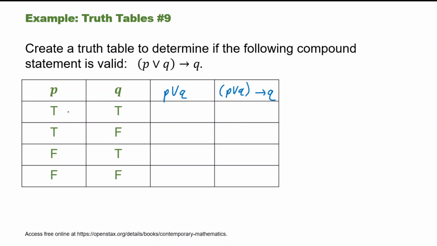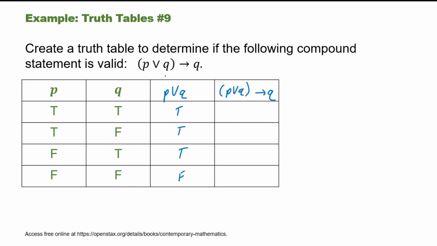So we'll look at the columns labeled P and Q respectively and apply the rule of OR to them, which is, if there is a true in either of those columns in that row, then the result is true. So true or true is true. True or false is true. False or true is true. False or false is false. So the third column labeled P or Q is true, true, true, false.